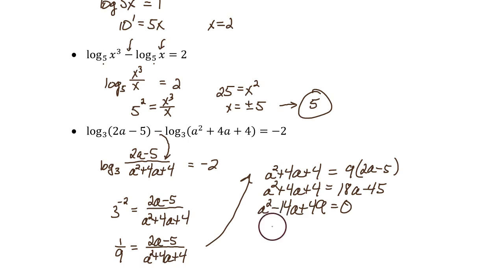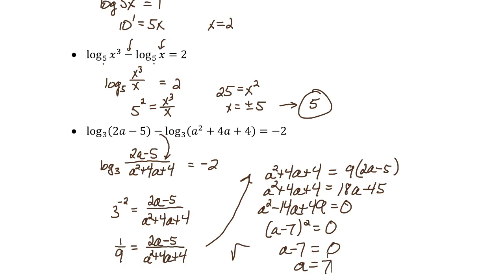This trinomial is a perfect square trinomial. It factors as a minus 7 squared. Then take the square root of both sides, getting a minus 7 equals the square root of 0, which is just 0. And now add 7 to both sides, getting a equals 7. So with a little bit of work, we finally got the value of a.